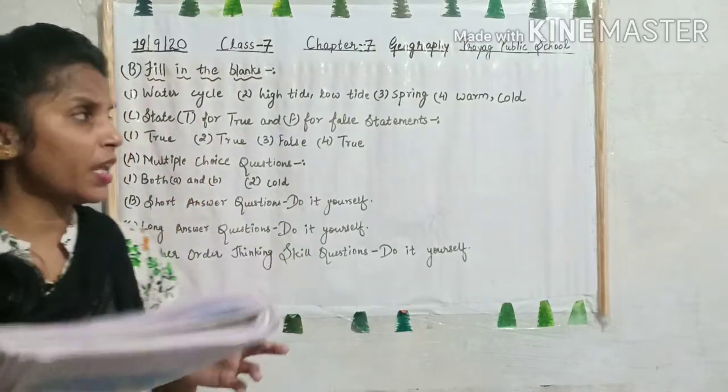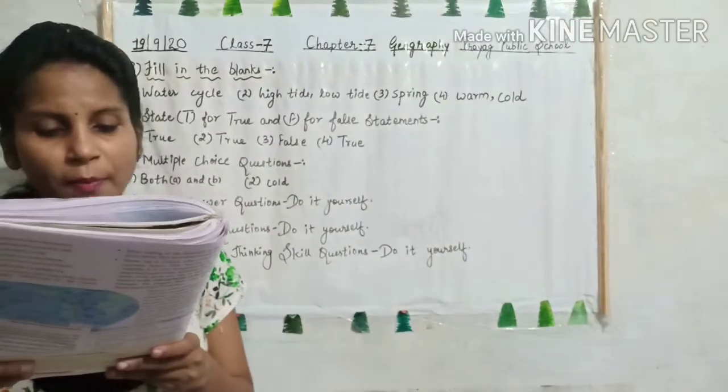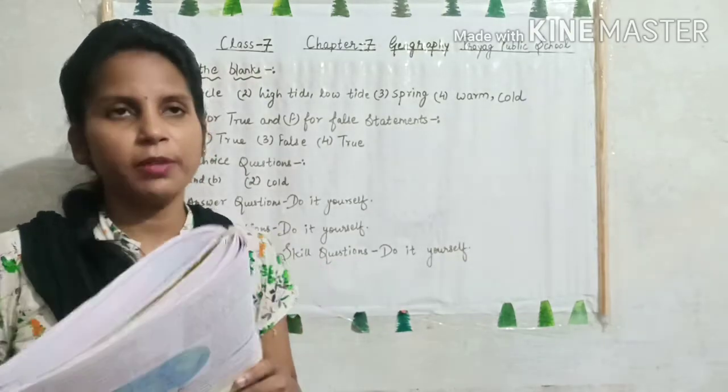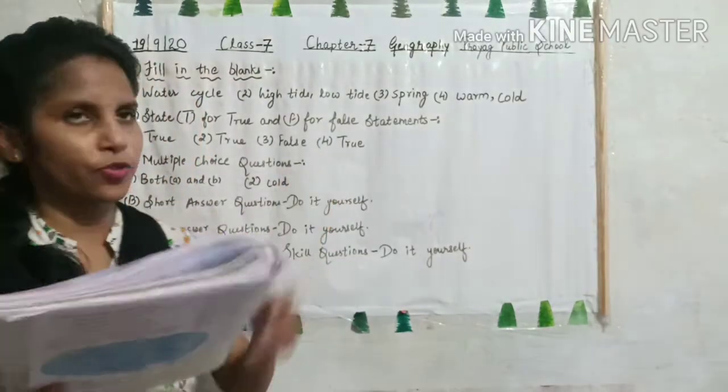Okay. Then fourth one, the Grand Banks near Newfoundland, North America is a rich fishing bank. So the right answer is true.